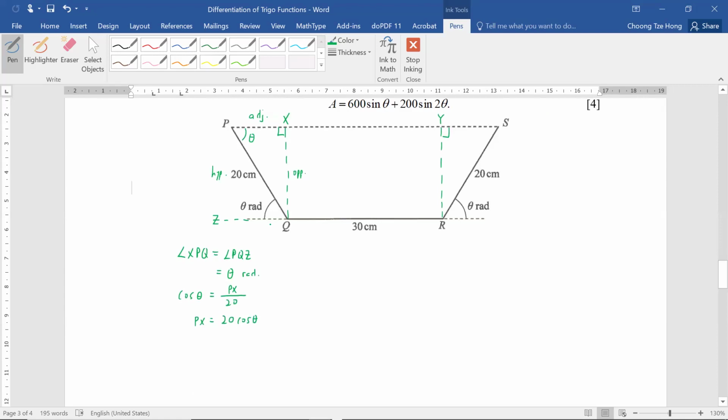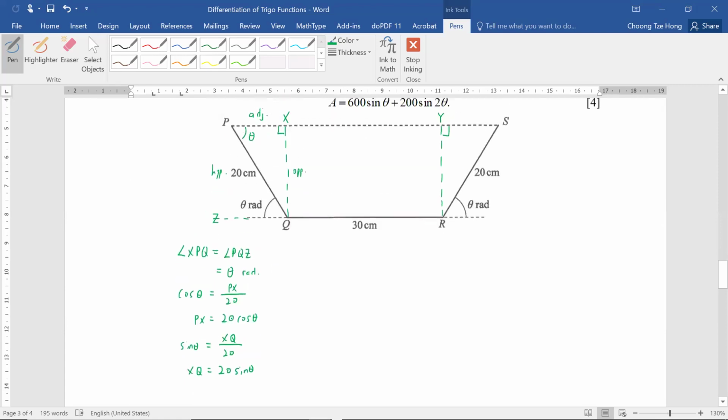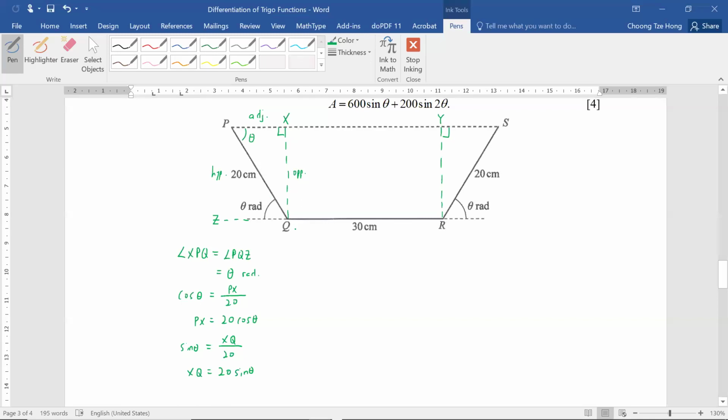So PX equals 20 cosine theta. We can do likewise to find XQ, the opposite side. So sine theta equals XQ over 20, so XQ equals 20 sine theta. Now that we have found PX and XQ, we can find the area of the triangles as well as the area of the rectangle.